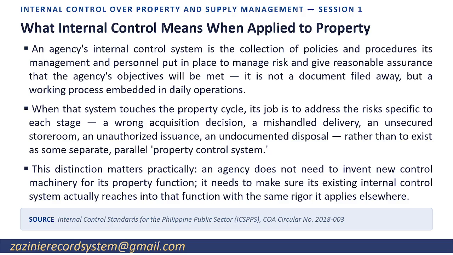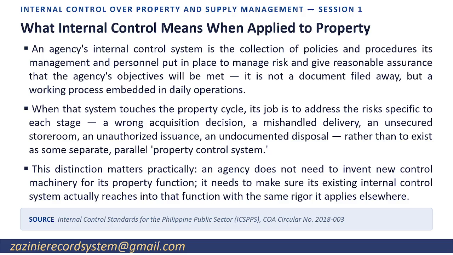applies elsewhere. Now, in a bit more detail, here is the idea to hold on to. Your agency does not need a separate rulebook for property. The same internal control system that governs cash, payroll, and every other function is the one that has to reach into the property cycle. So when you're asked whether your office has internal control over property, the honest answer is really a question about whether your agency's existing control system is actually being applied with the same seriousness to acquisition, custody, issuance, and disposal as it is applied everywhere else.